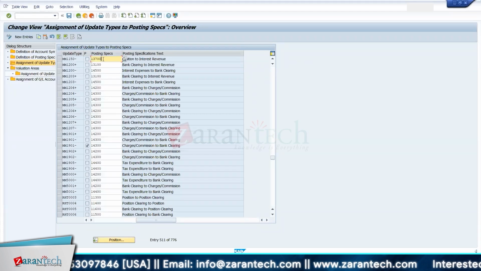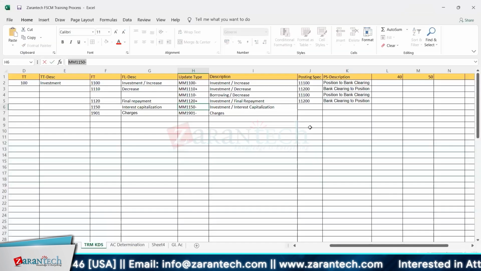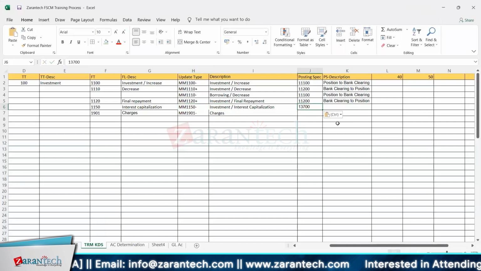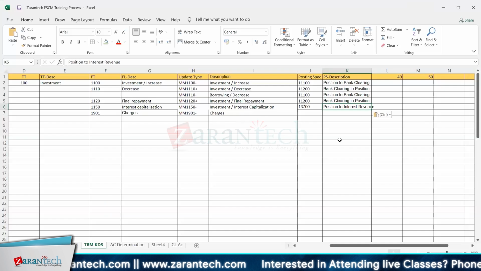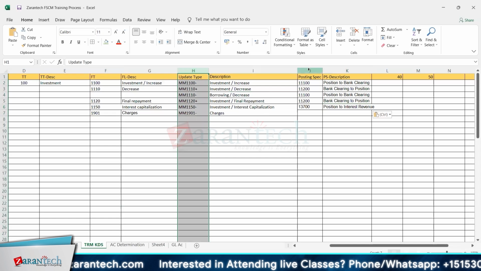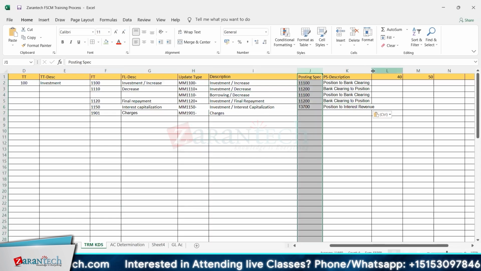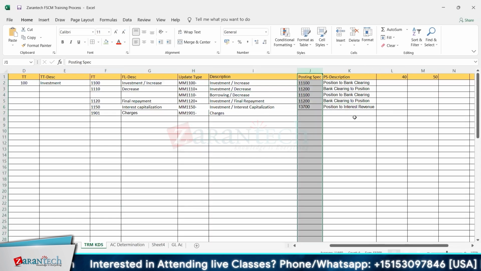So interest capitalization will also get capitalized on the fixed deposit. That's why it is showing this. This update type is predefined, right? It is defined by SAP. We can create new ones. Like we can create a flow type, we can create an update type, we can create a posting specification as well, everything we can create. But there is a standard as well, so we are starting with the standard.